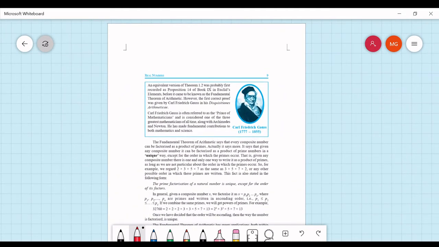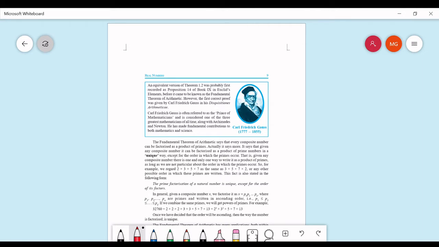Now we'll move on to this. Just out of curiosity, I would like you all to go through this immense personality, Carl Friedrich Gauss. He is the prince of mathematicians. In fact, the three, Gauss, Archimedes, and Newton, are very great mathematicians and physicists as well. Out of curiosity, you can search about his inventions and all.